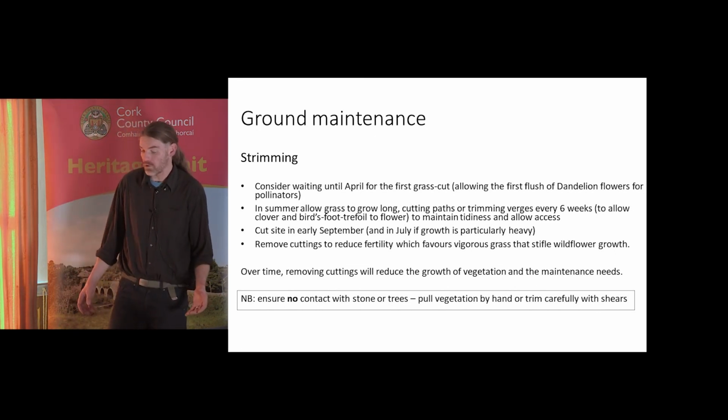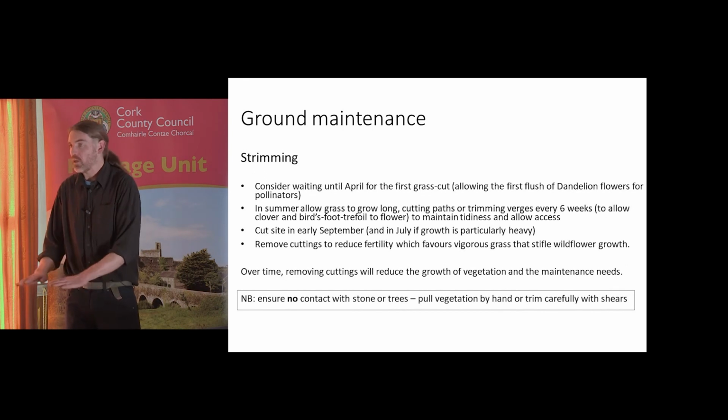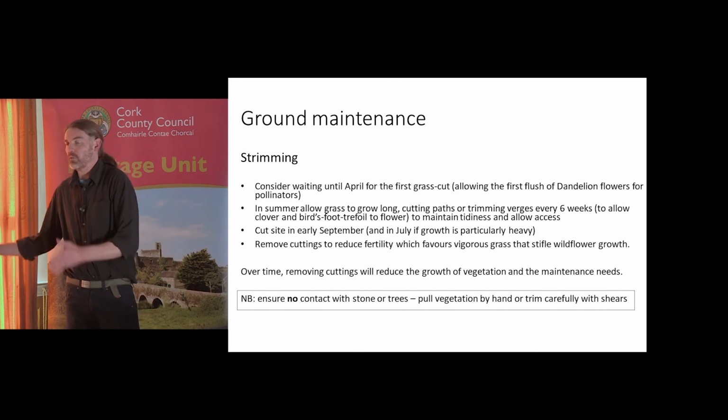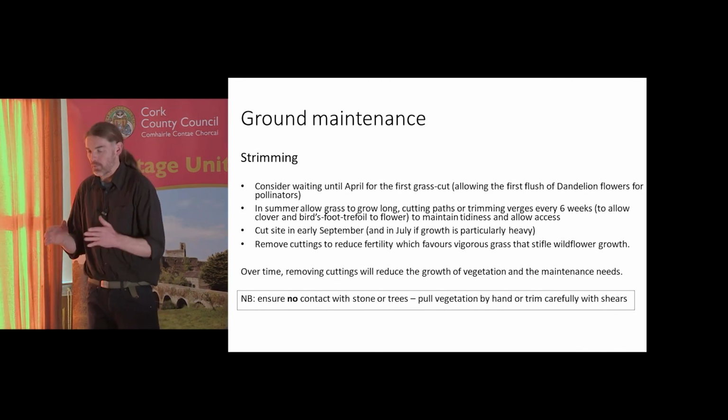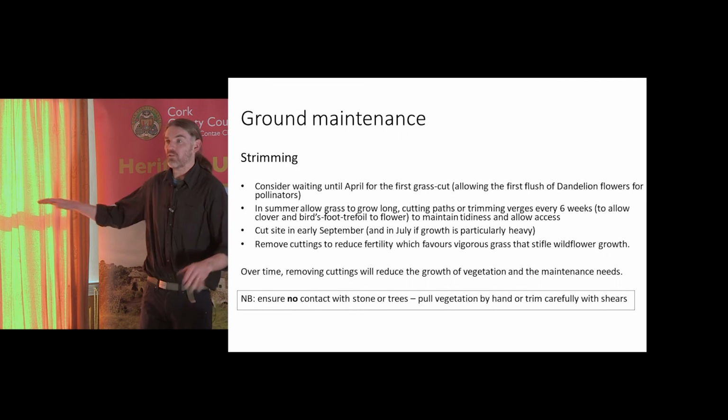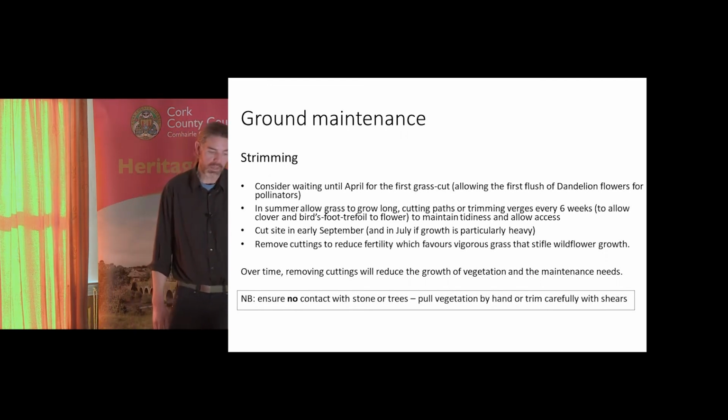Another useful thing, along a strimmed path, is to do a small verge, maybe half a metre either side, so you can see that transition from the managed zone into the place that's been allowed to go wild.